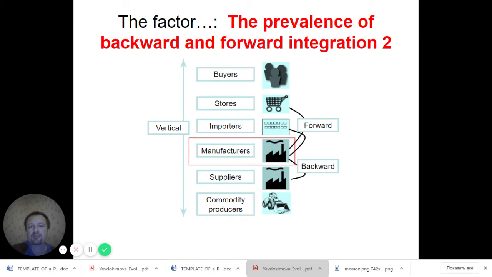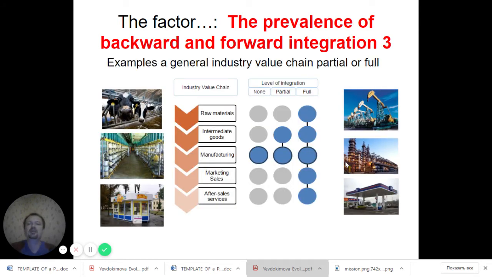vertical integration. And here at the next screen you can see some examples. From the left part of this picture you can see the example of vertical integration in milk industry, and from the right picture you can get information about vertical integration in petroleum industry.